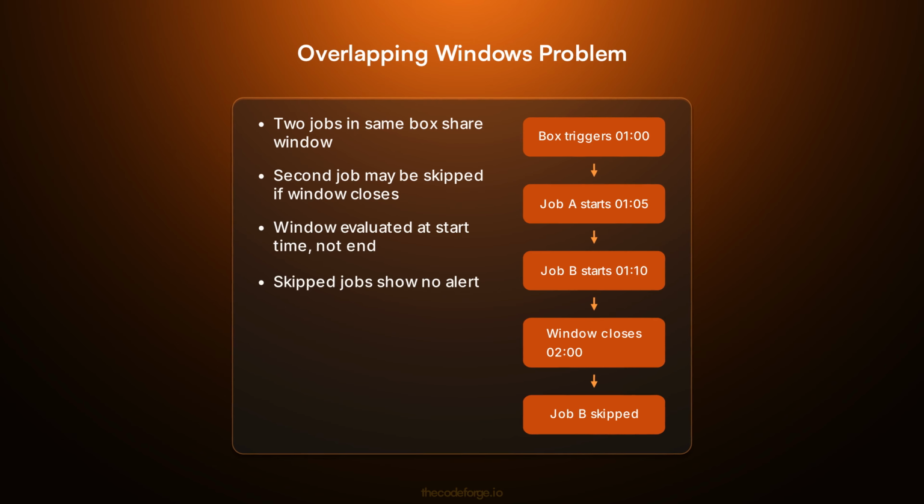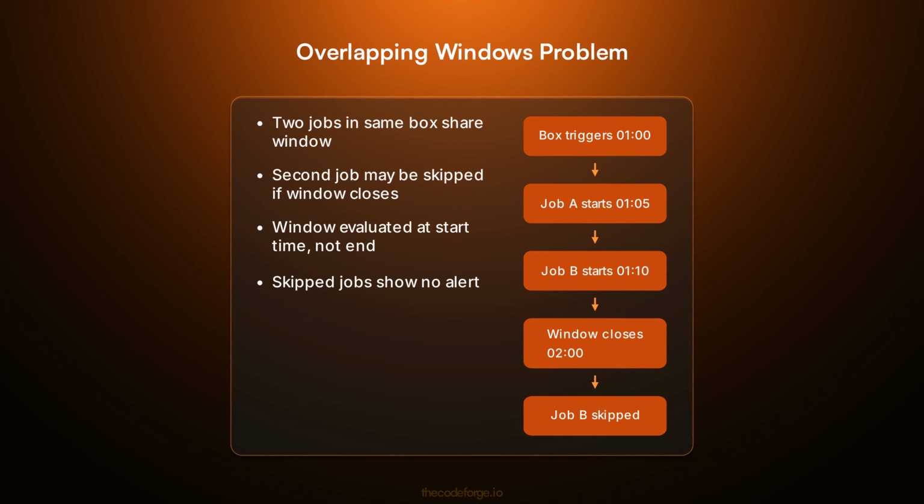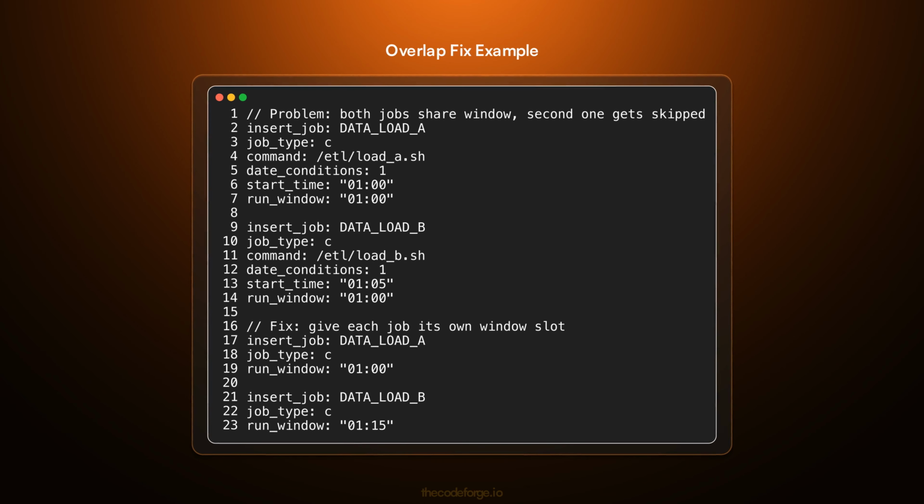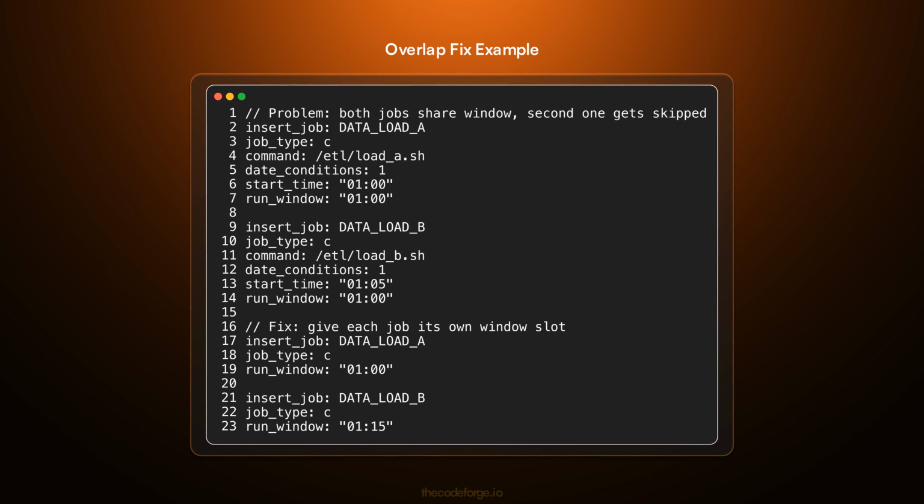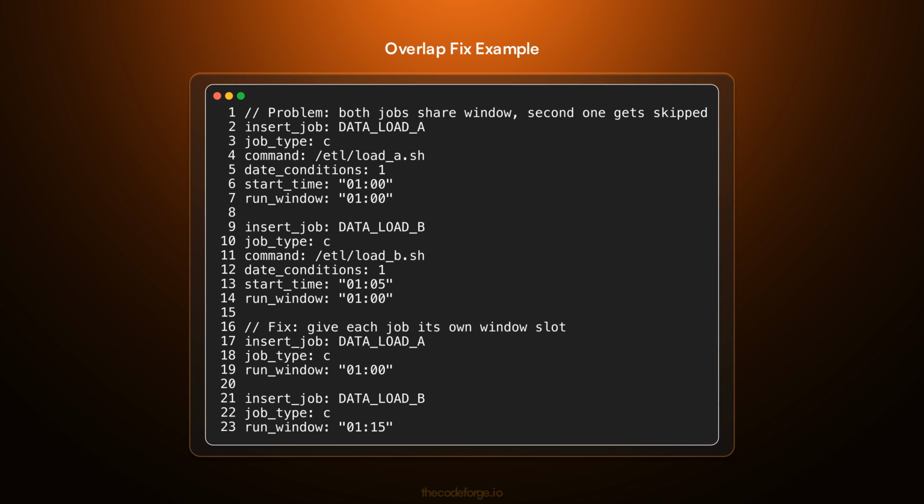If 2 jobs in a box share the same run window, the second job may sit in activated state until the window closes and then be skipped. No alert is raised. Stagger start times or use box-level windows. The first pair shares a window ending at 01:00, but B starts at 01:05. It's already outside the window and gets skipped. The fix gives each job its own window slot so they don't overlap.